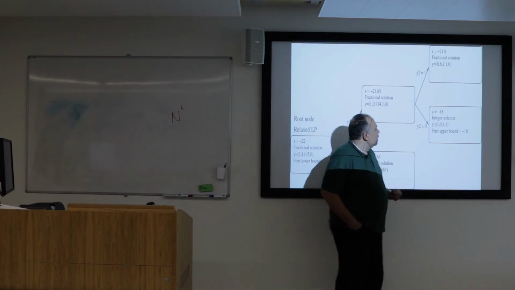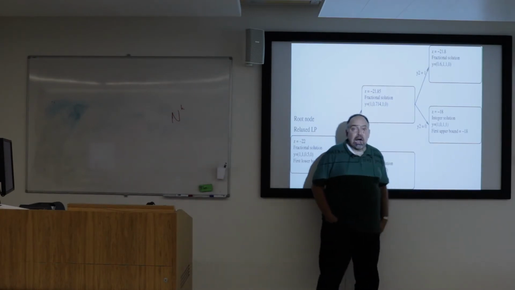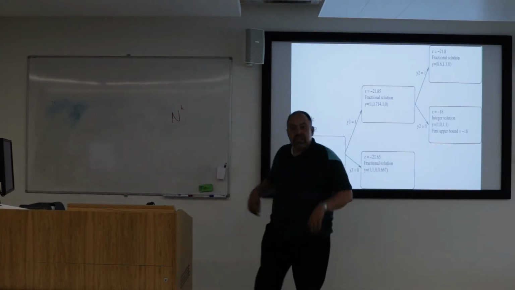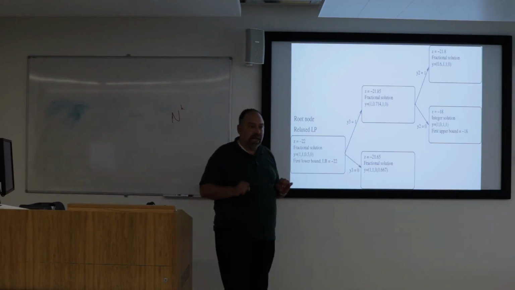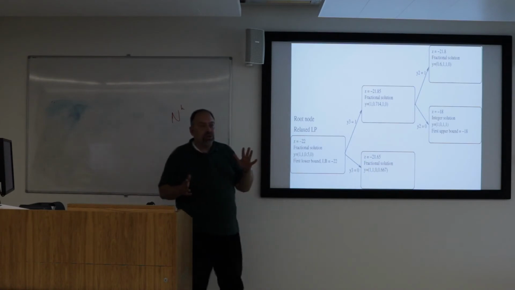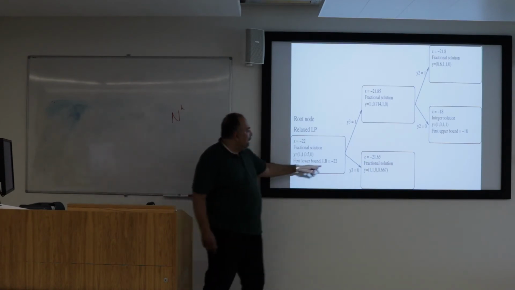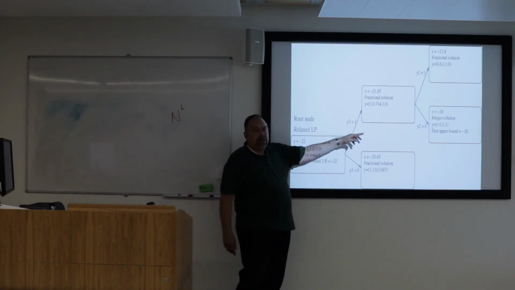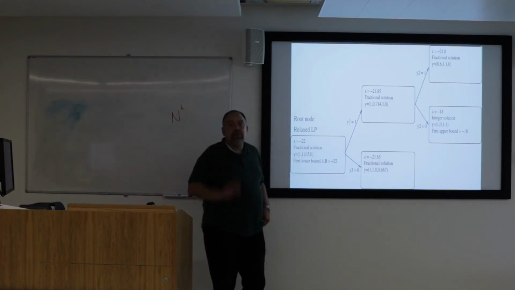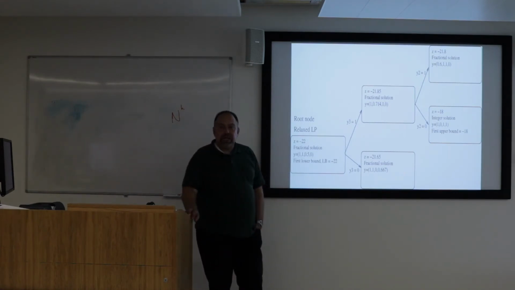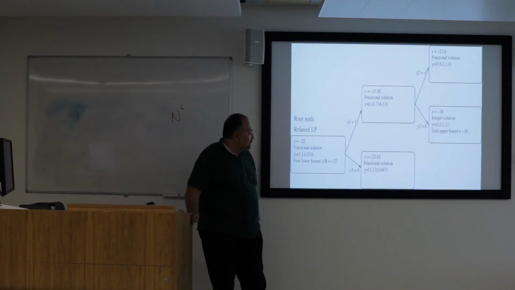That's minus 18. And it is also a valid upper bound, because it's the first integer solution that was obtained before exhausting all the tree. So I know that my solution is validly between minus 22 and minus 18, with minus 18 being a possible fully integer solution. But is it the best?